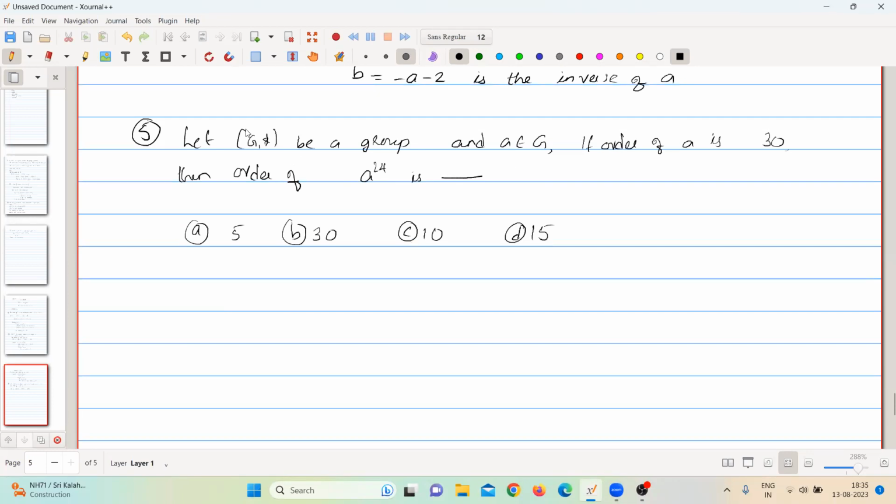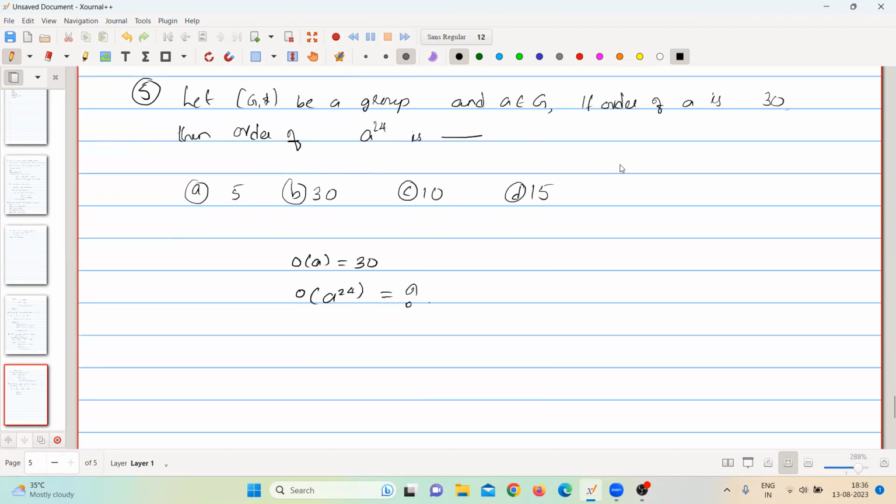So the group G is given and an element A in G is given. It is given that the order of A is 30. So the question is to find the order of A power 20. Okay, so this is actually just an execution of a known formula. Can anyone say which formula we can use directly to get the answer?